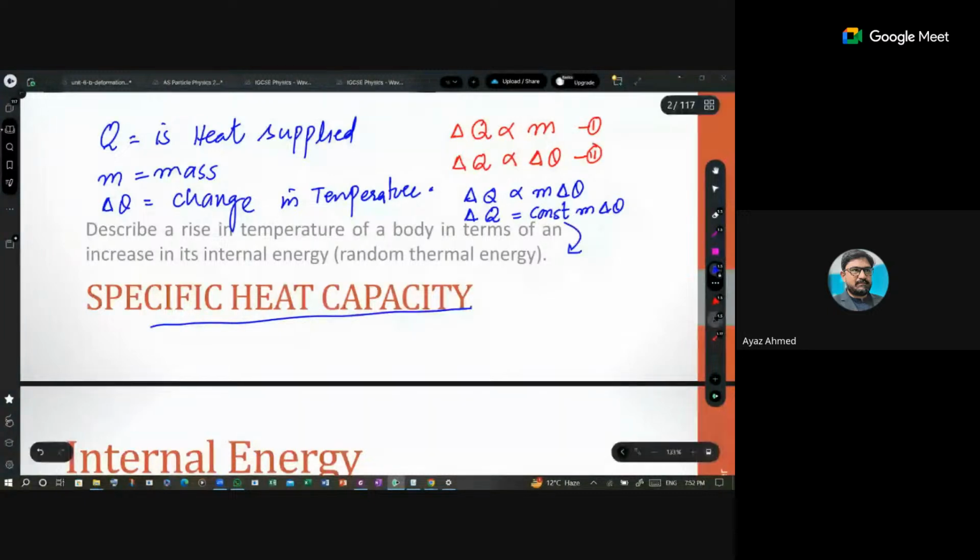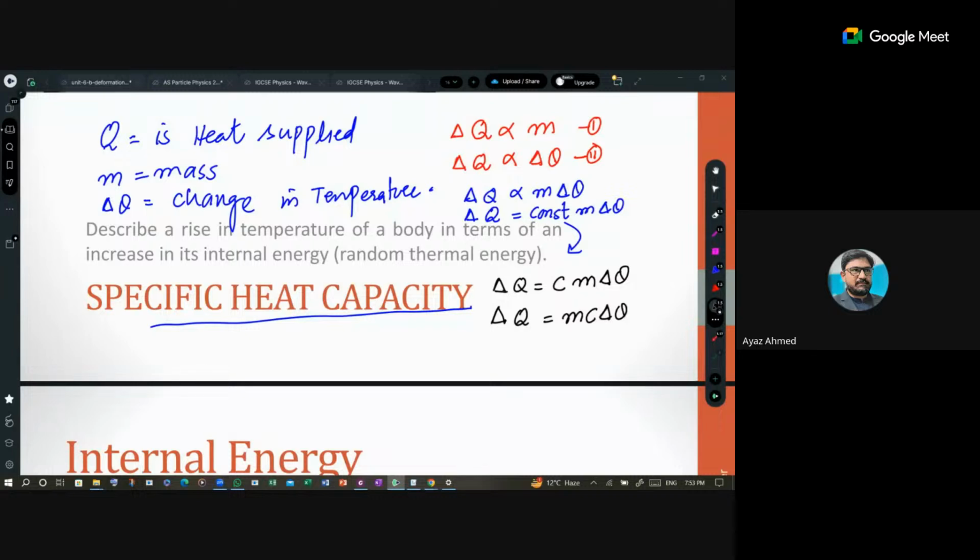So if I say that delta Q is equals to C m delta theta, which is a renowned equation as Q is equals to mc delta theta. We will call this Q is equals to mc delta theta. सर ये एम डेल्टा टी नहीं डेल्टा होता? टी नहीं होता आपके सिलेबस में, इसको हम लोग डेल्टा थीटा कहते हैं.